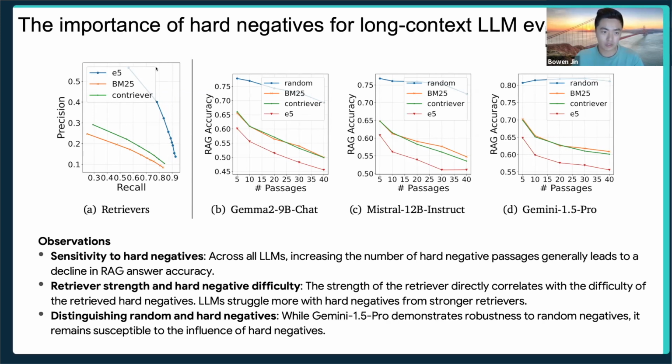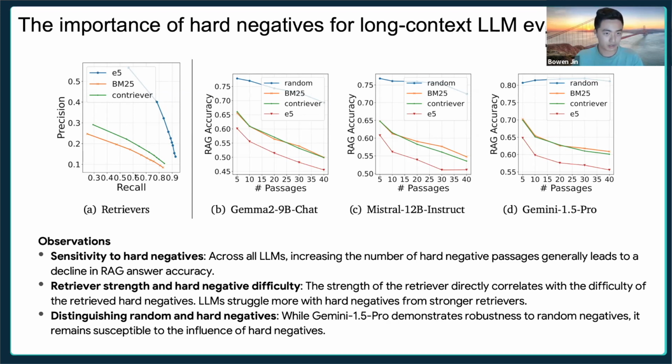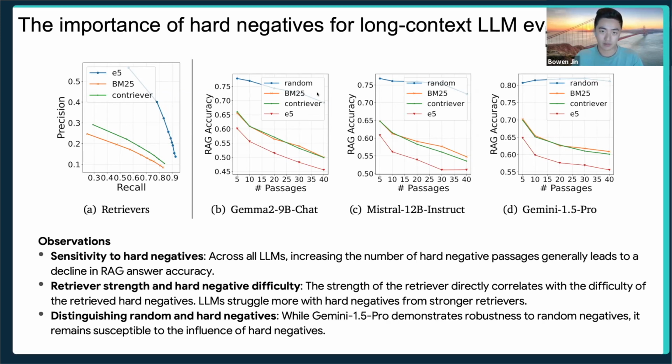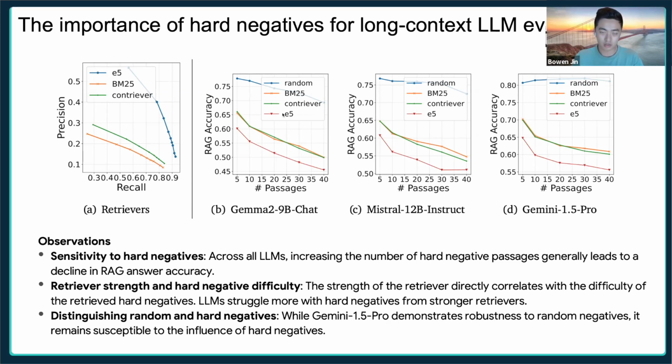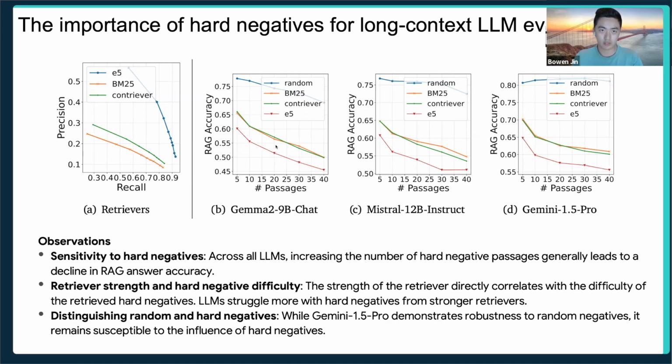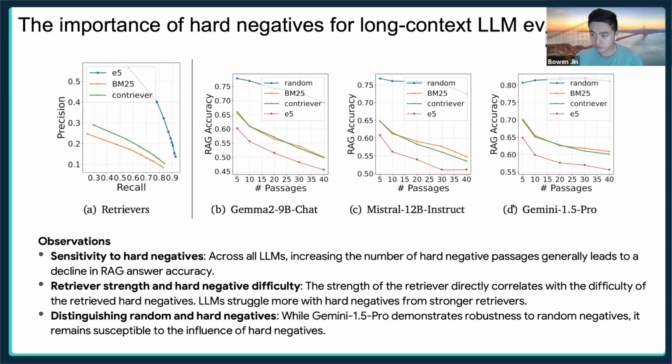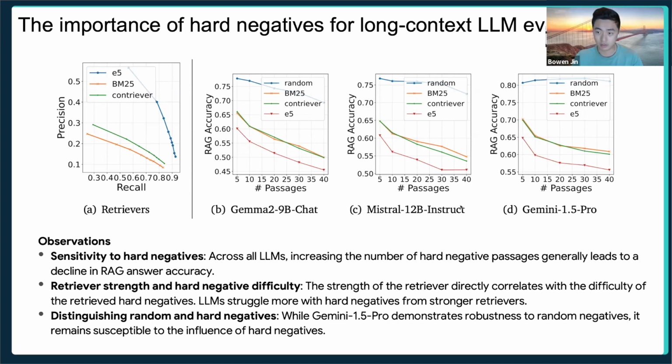And if we refer to the retrieval curve, we know that E5 is the strongest retriever, BM25 and Contriever are the second best, and random is just not a very good retriever. It seems like the stronger the retriever is, the harder its retrieved negatives are. So the stronger the retriever is, the more misleading its retrieved hard negatives are. This finding also generalizes to the Mistral 12 billion instruct model.